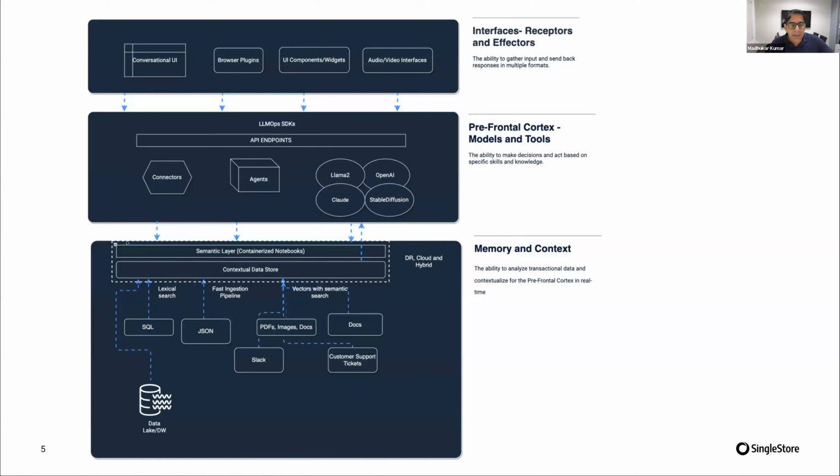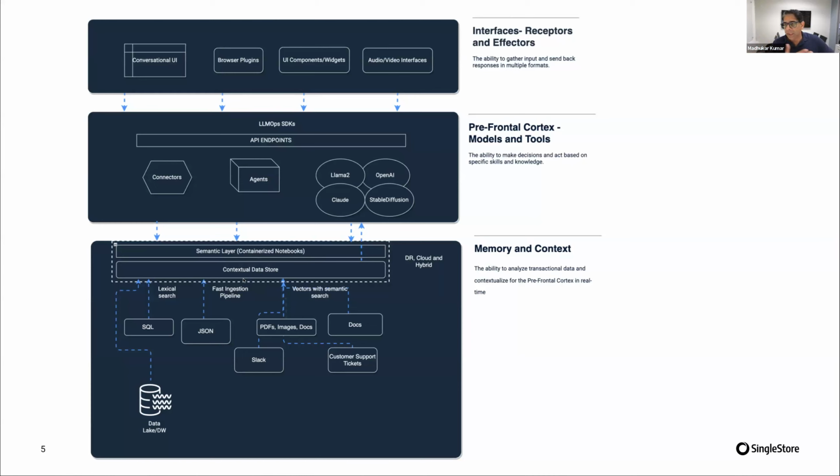And then eventually it surfaces it to something called a semantic layer or a contextual database or a contextual data store for the rest of your data. And here, it basically takes all of the data in a real-time pipeline, and you can do multiple kinds of searches on it. You can do lexical search, which is an exact keyword. You can do semantic search, which is vector-based search, and you have pipelines to bring in data.